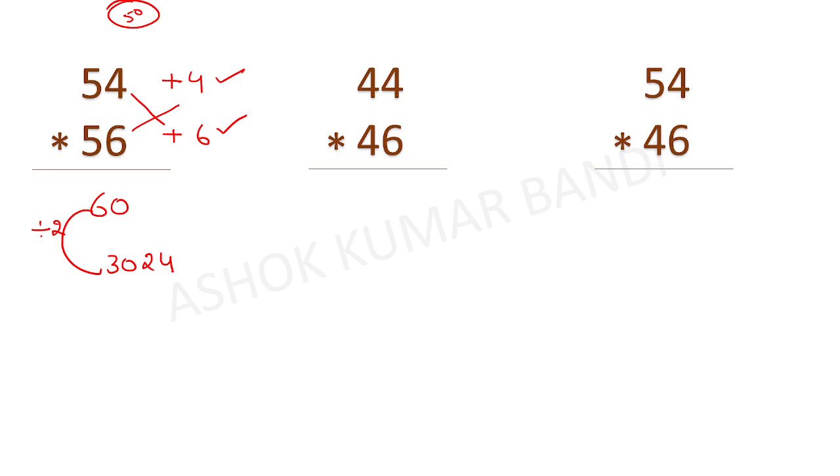Let us take one more example. This number is 6 less than 50 and this number is 4 less than 50. So again, next step, cross difference: 44 minus 4 or 46 minus 6. You are going to get 40.